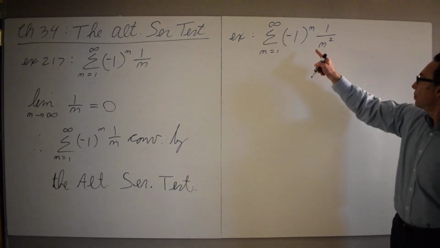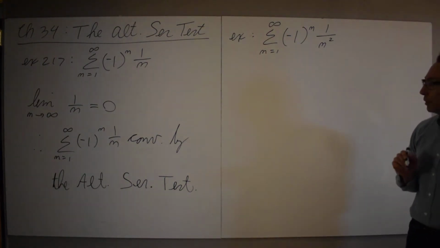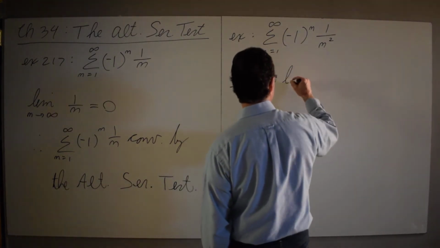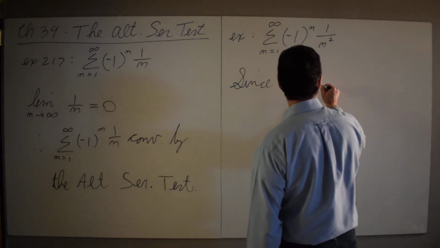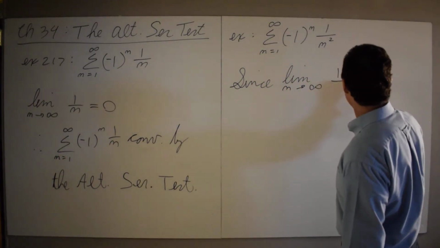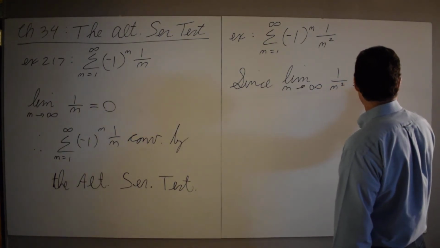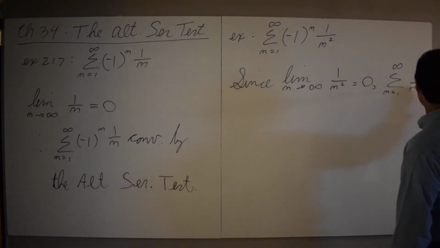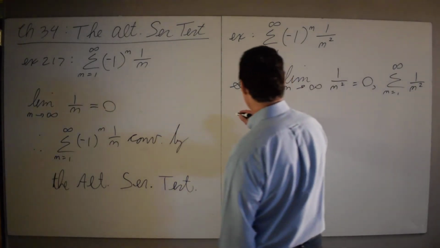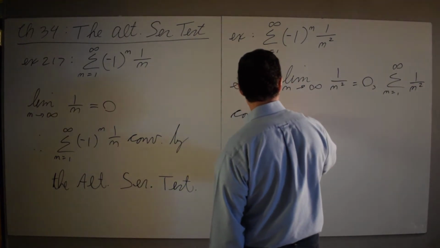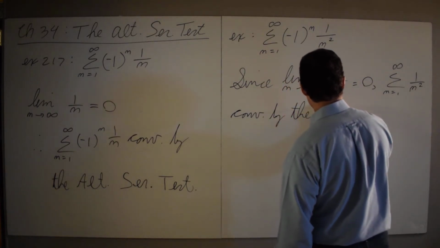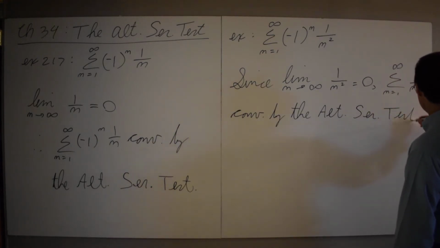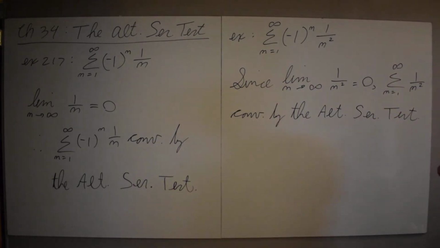This series here also converges by the alternating series test. Since the limit as n goes to infinity of 1 divided by n squared is equal to 0, this series converges by the alternating series test.